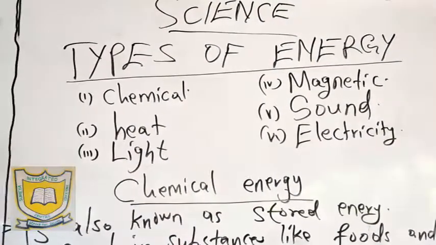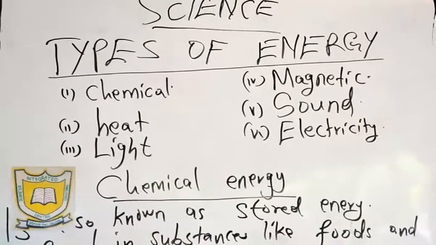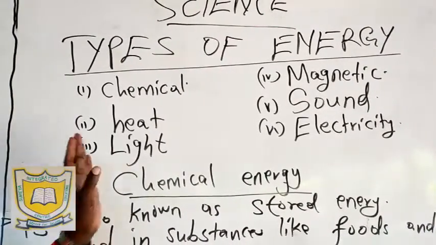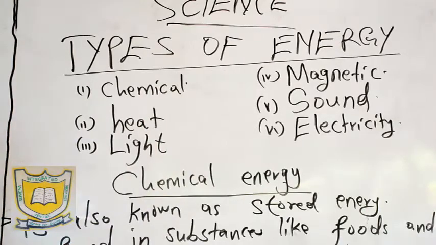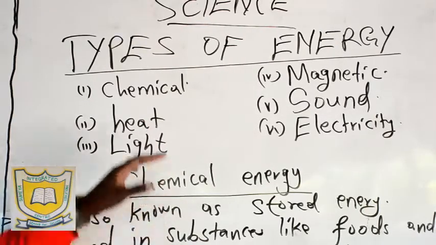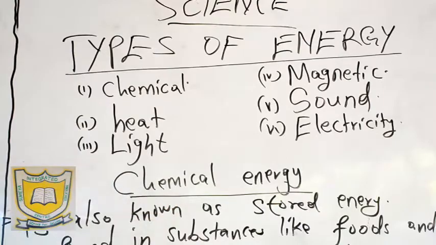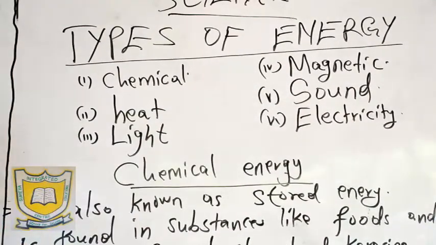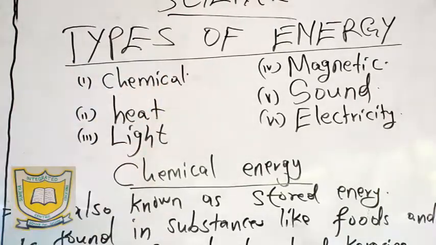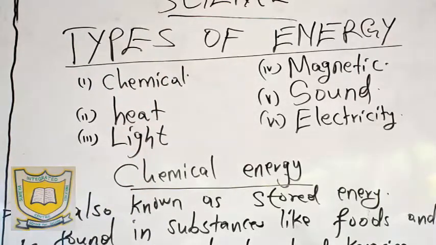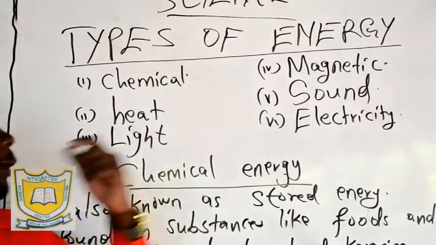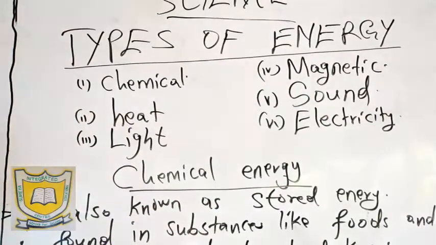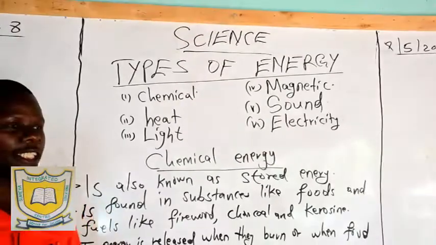Now, to narrow down today, I want to proceed by talking about types of energy, of which we have 6 main types, and we will have to narrow down and discuss each and every type specifically. Straight away, I will start with chemical energy. I have highlighted all the 6 types of energy here. We have chemical energy, heat energy, light energy, magnetic energy, sound energy, and electricity as the 6th type of energy.